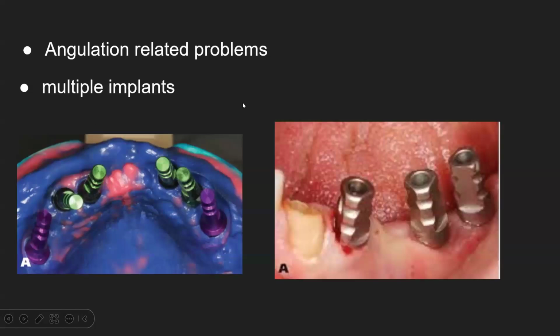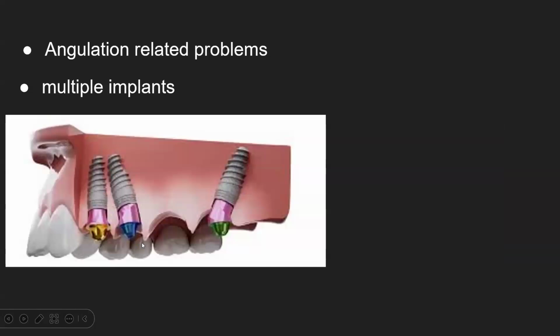Also, we have angulation problems in multiple implants. You can't use closed tray impression techniques because the impression will tear while you are removing it from the tray. You also need to have another accessory, which is the multi-unit, and we will know it later on.